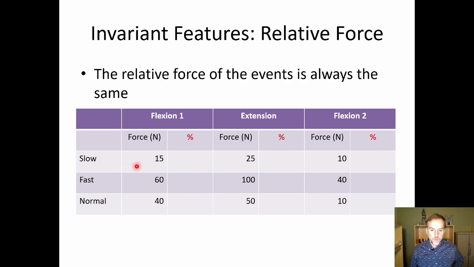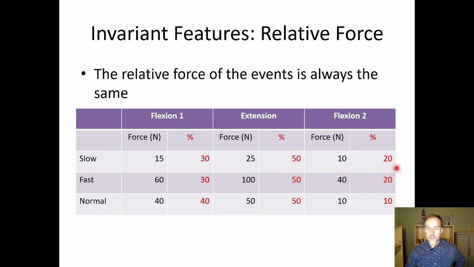So let's see, for our slow movement here, total force would be 15 plus 25 plus 10, that's 50. So this is going to be 15 divided by 50 times 100, and that should be 30%. It's going to be 25 divided by 50 times 100, that's 50%. 10 divided by 50 times 100 is 20%. I think I got that right here. So this one is 30, 50, 20.